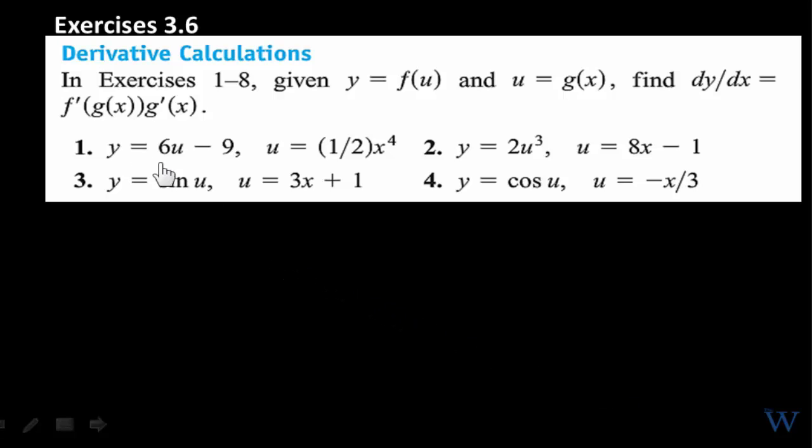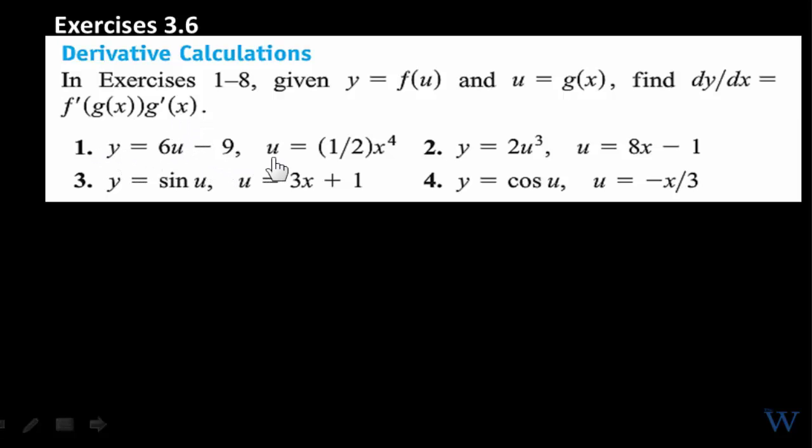Exercise 3.6, derivative calculations. Right here we're given, from exercises 1 through 8, y is equal to a function of u. In other words, y is expressed in terms of u. Now u is a function of x. So what are we going to do? We're going to find dy by dx, which is the derivative of f with respect to its argument times the derivative of the argument. Alright, so I'm going to do it in two ways.